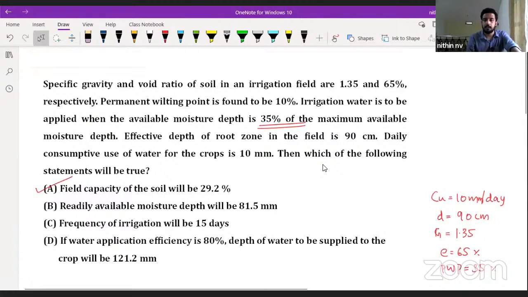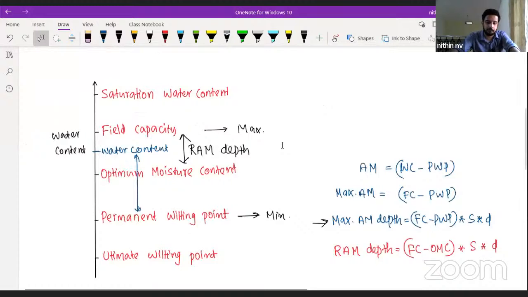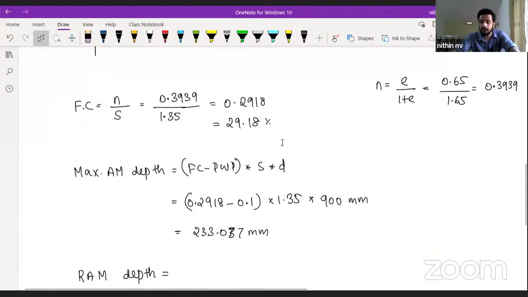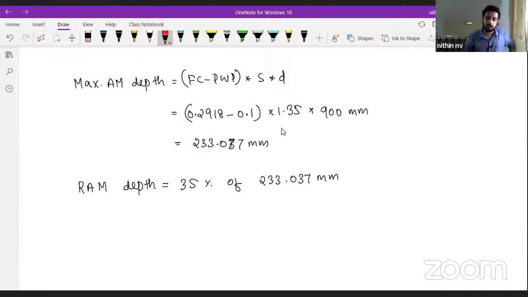Irrigation water is to be applied when the available moisture depth is equal to 35% of the maximum available. What do you mean by available moisture? If I am writing it like this, percentage of 233 point, please comment, is it correct or is it wrong?